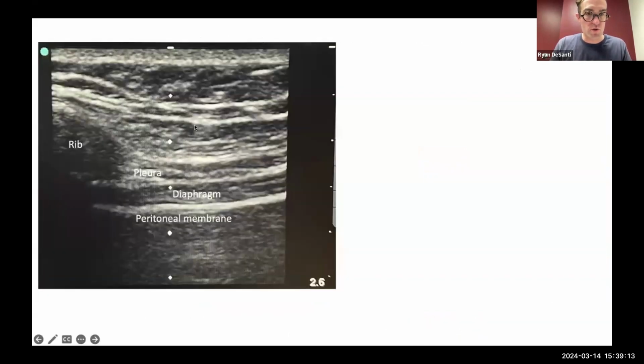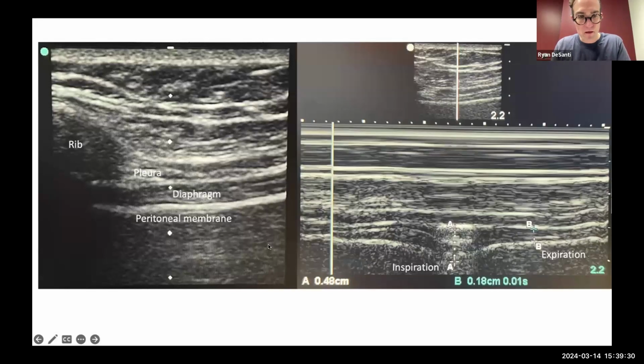Should get an image which looks similar to this. You have subcutaneous tissue, you have a rib, and then you have hyperechoic pleura, hyperechoic peritoneal membrane, and then between the pleura and peritoneal membranes is the diaphragm. If we place the M-mode cursor at this region of the diaphragm, we can watch the change in thickness during inspiration and expiration and measure these.